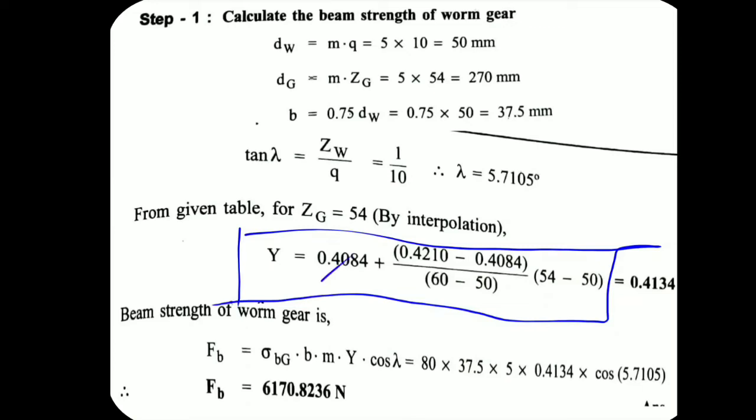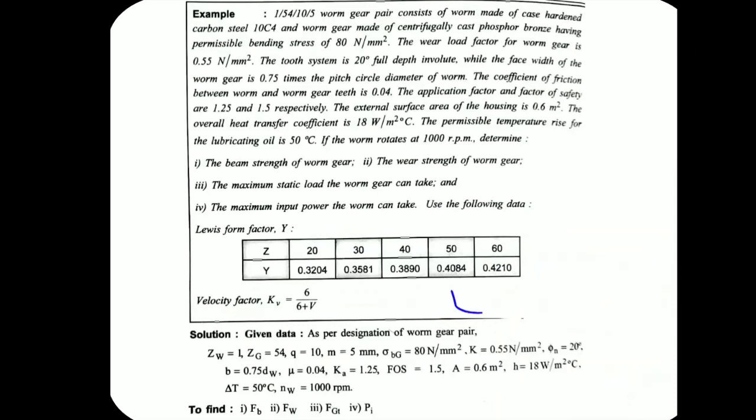Just again I will explain. This is the initial value of 50, max minus min as numerator, and at the denominator maximum minus minimum number of teeth, into number of teeth calculated minus initial. So this gives you the value 0.4134. That is the Lewis factor value. Is it situated in between these two? We'll have to check. Definitely, because it is between 0.40 and 0.42, it means that our y value is correct.